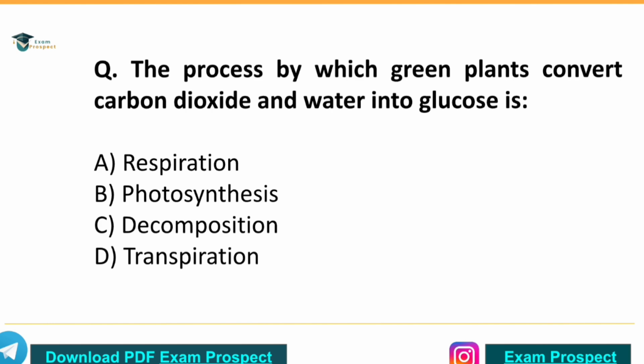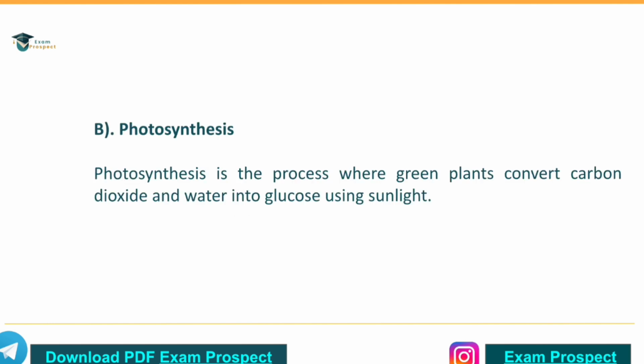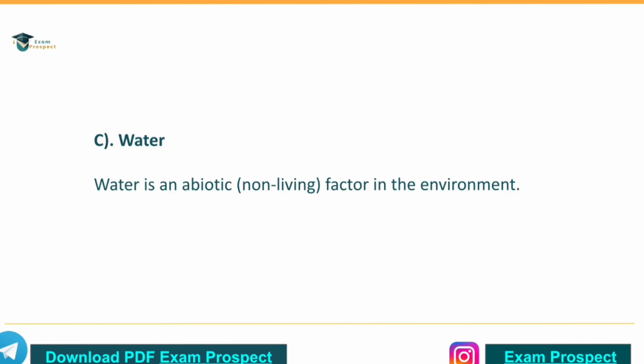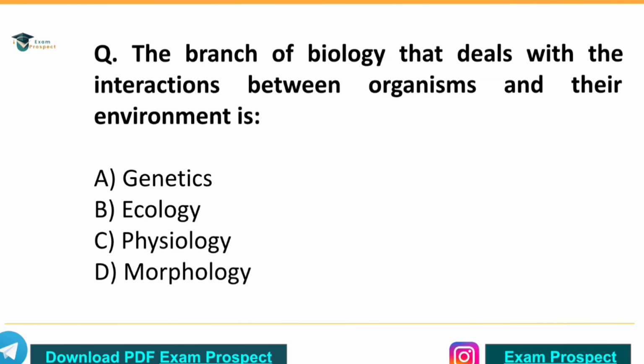Next question, the process by which green plants convert carbon dioxide and water into glucose is? Obviously here the correct answer is option B, photosynthesis. Next question, which of the following is an abiotic factor? Correct answer is option C, water. Next question, the branch of biology that deals with the interactions between organisms and their environment is? Correct answer is option B, ecology.